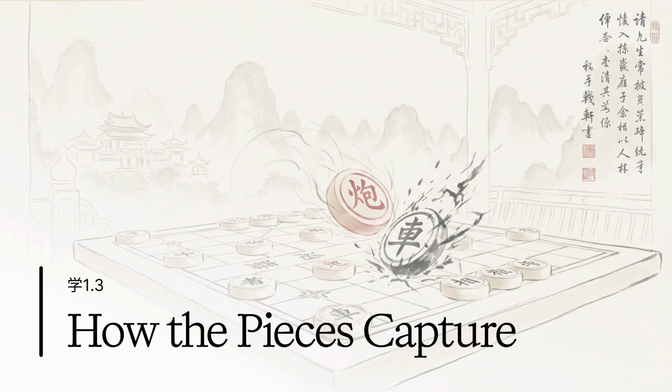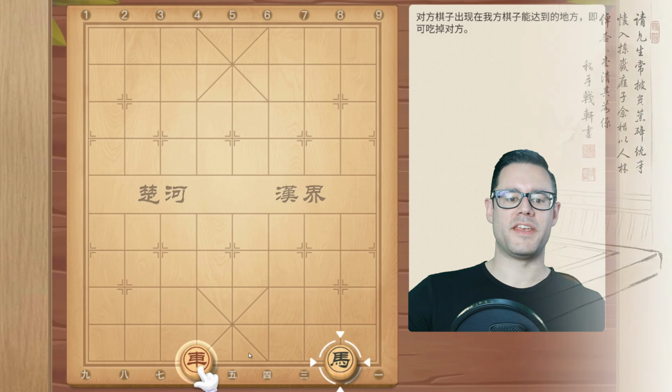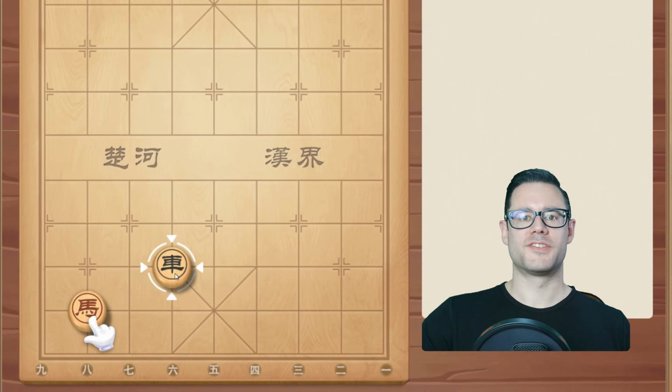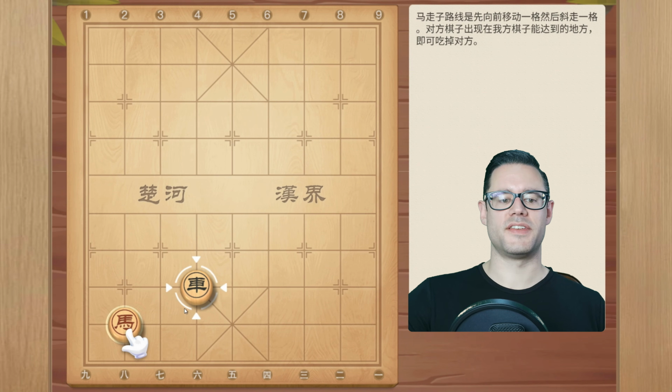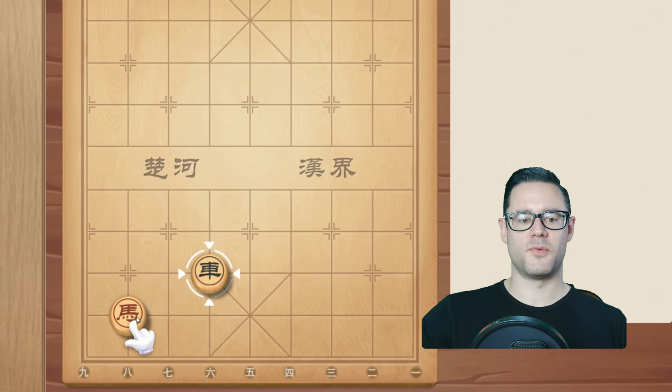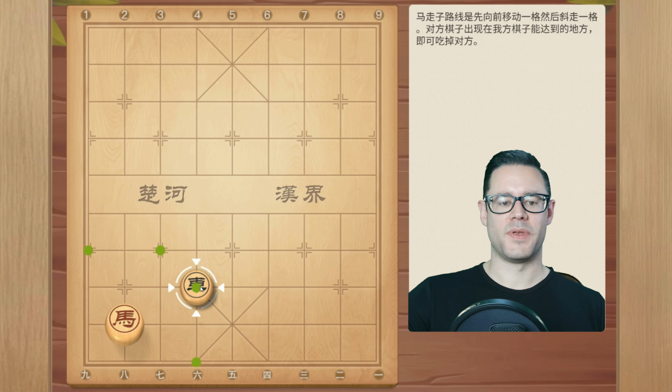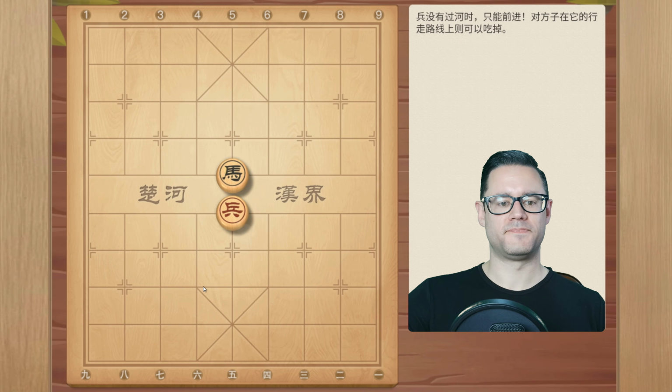Now, just like in Western chess, if an opponent's piece is in a place where your piece can reach it, then your piece can capture it. So in this case, our opponent's chariot is within reach of our horse, one space orthogonal, one space diagonal. We can capture that chariot. Pawns that haven't crossed the river yet can only move one space forward. This opponent's horse is right in the way, meaning our pawn can capture it.